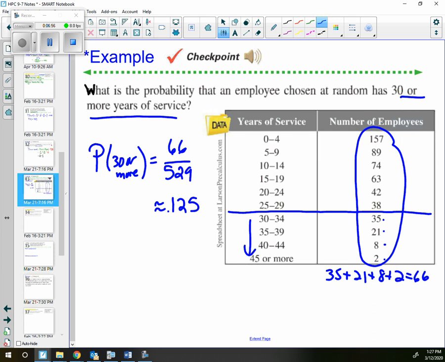Now, when you think about this, why is there overlap or not? I mean, I didn't subtract anything off. Well, you can't be in more than one category, because either you've worked there for 30 to 34 or you're up in the 35 to 39. You can't be in both of those categories at the same time. You're in one or the other. So it's mutually exclusive, right? We don't have any overlap happening. So it's just always that conversation, do I need to subtract anything off?